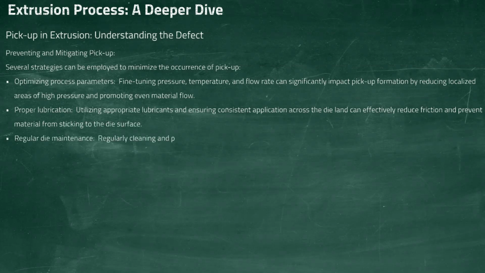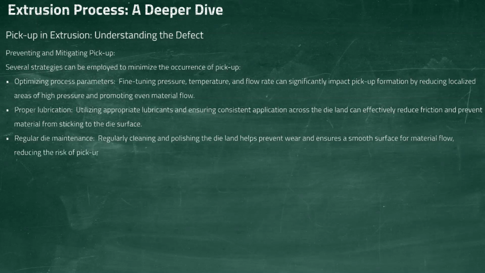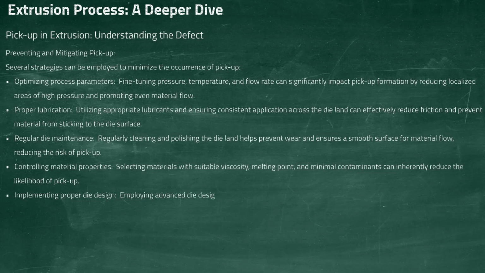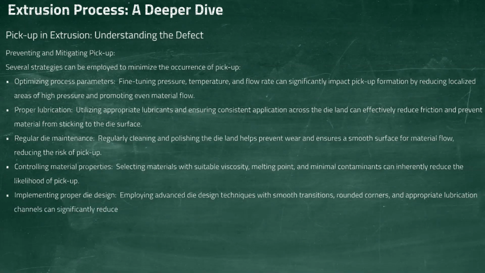Regular die maintenance. Regularly cleaning and polishing the die land helps prevent wear and ensures a smooth surface for material flow, reducing the risk of pickup. Controlling material properties. Selecting materials with suitable viscosity, melting point, and minimal contaminants can inherently reduce the likelihood of pickup. Implementing proper die design. Employing advanced die design techniques with smooth transitions, rounded corners, and appropriate lubrication channels can significantly reduce pickup. Optimizing extrusion speed.